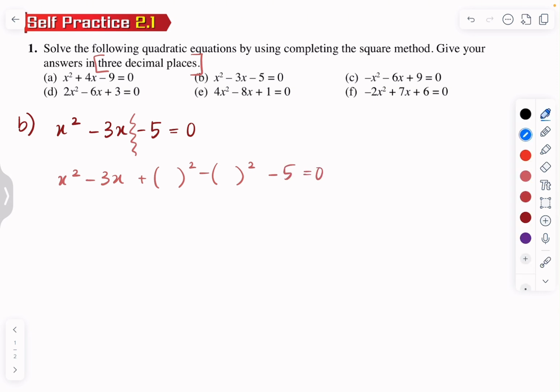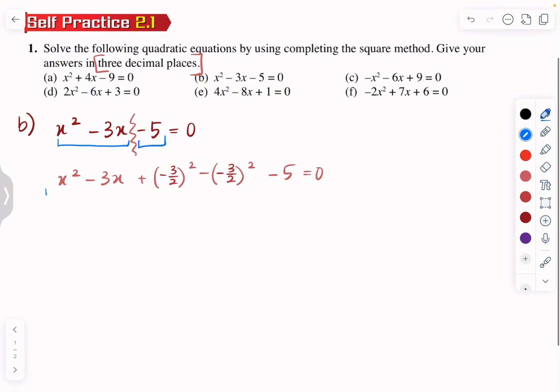So this is the first part, this is the second part. We split in the middle. We added this part: plus bracket square minus bracket square. What goes inside the bracket is b over 2. So b is negative 3. Negative 3 divided by 2 is negative 3 over 2.